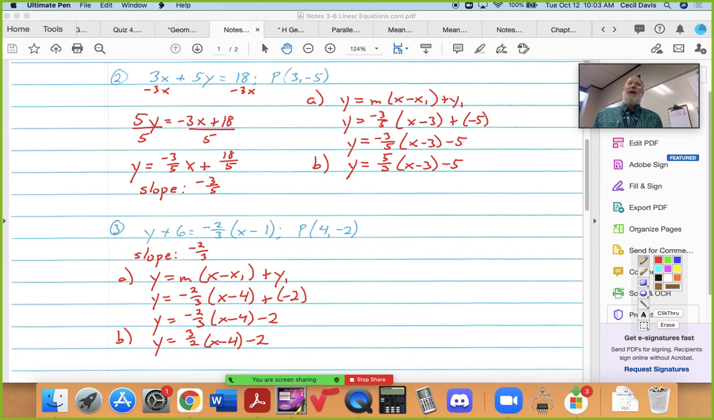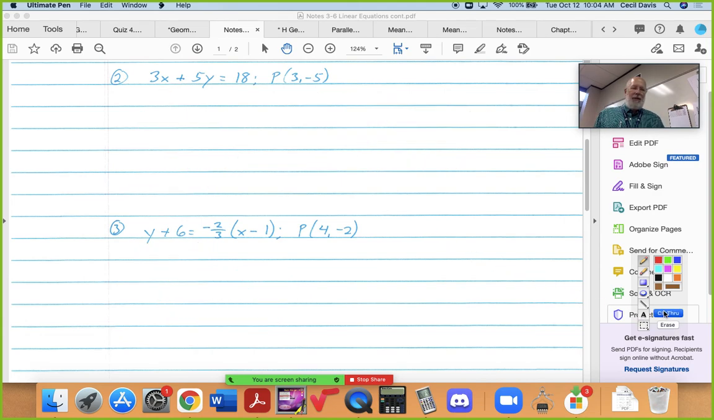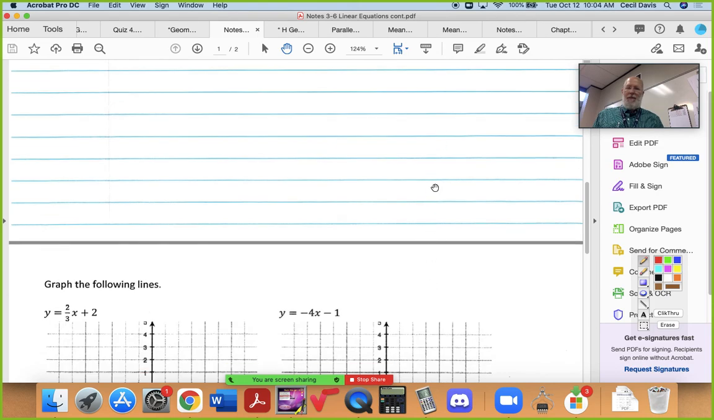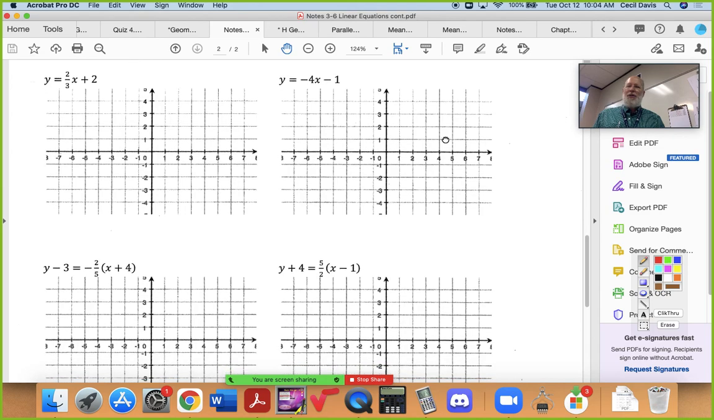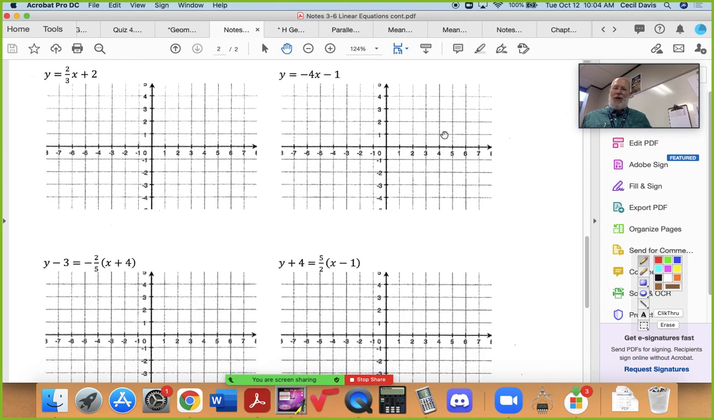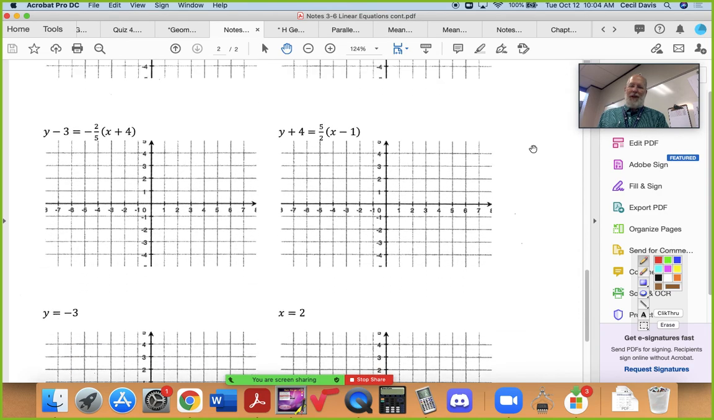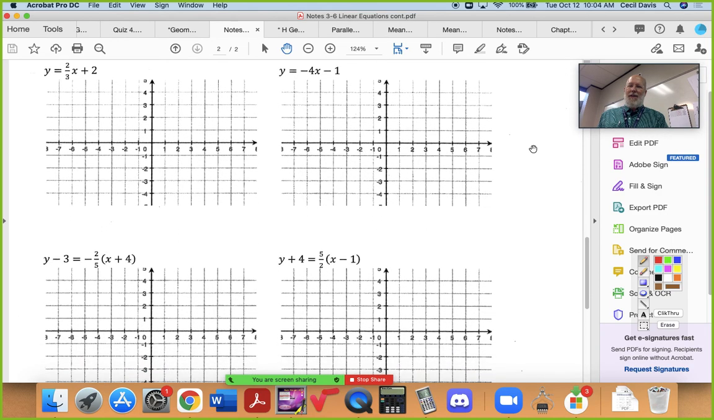So that'll be one type of question that's on your homework. Okay. I had you graph some lines on your homework. We didn't really practice it much. I wanted to see how much you knew. Some of you know how to graph pretty well. Some of you are like, I haven't the slightest idea. Let's take a look at these.